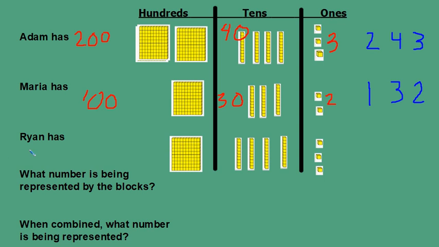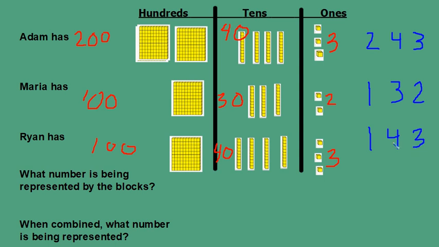Let's go ahead and take a look at Ryan. How many ones does Ryan have? 1, 2, 3. He's got 3 ones. How many tens does Ryan have? 1, 2, 3, 4. 4 tens. 10, 20, 30, 40. So he has 40 in the tens. In the hundreds place, he's got 1. So Ryan has 100 as well. Let's go ahead and put his amount off to the right. 100 plus 40 plus 3. 143.